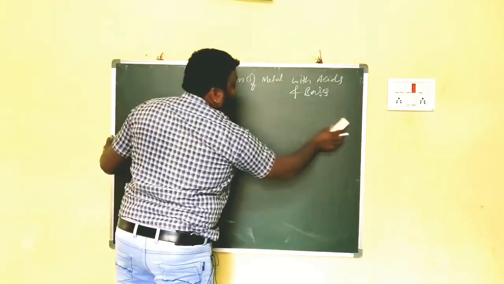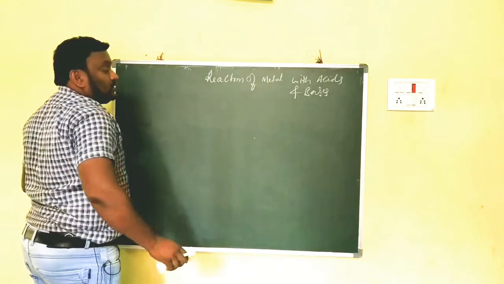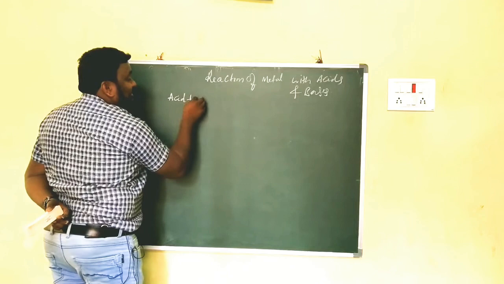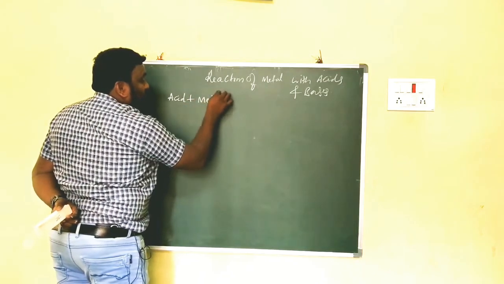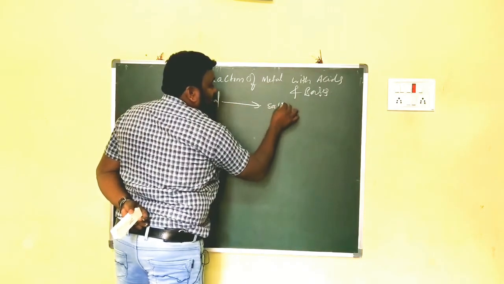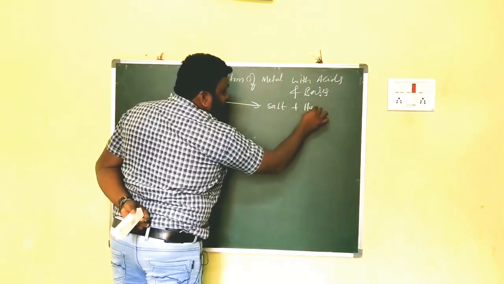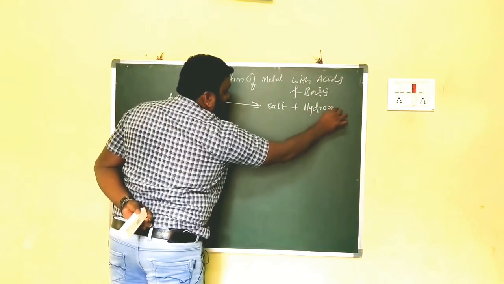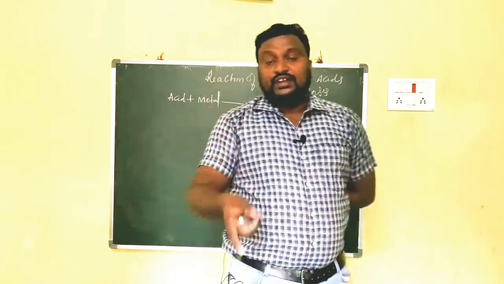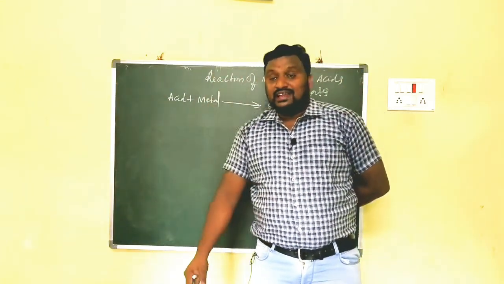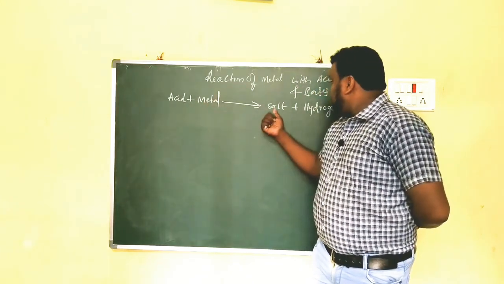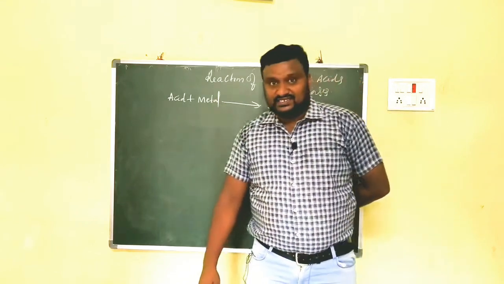Now we are going to the topic, children. Reaction of metal with acids. Clear? When acid reacts with a metal, we get salt plus hydrogen. This is the fundamental you have to remember. Clear? What are we getting? When acid and metal both react, we get their salt and hydrogen gas.